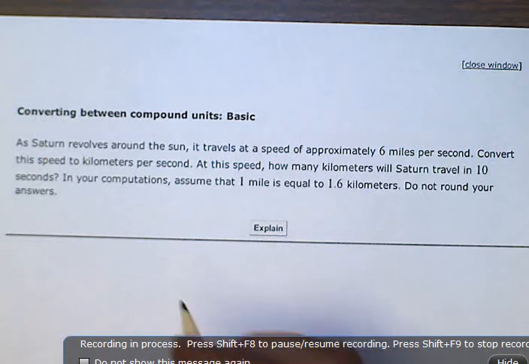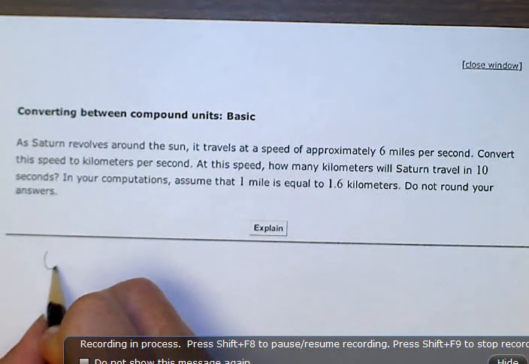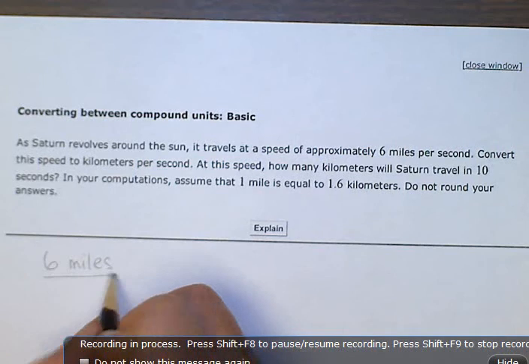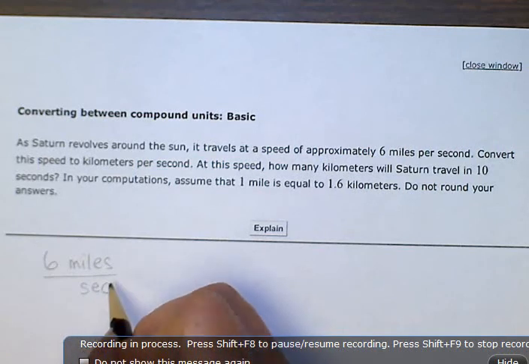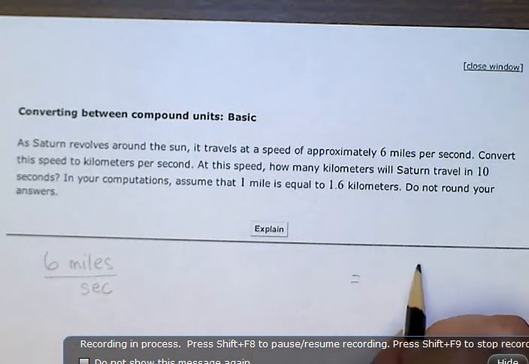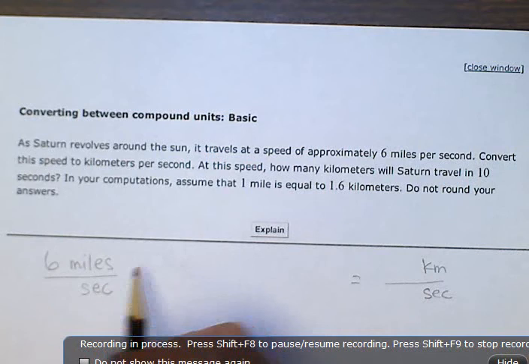So from the first sentence, it says Saturn is traveling at a speed of 6 miles per second. So that's what we start with, 6 miles per second. Then we want to end up with something that says kilometers per second. Okay? So then we need to be able to change from miles per second to kilometers per second.